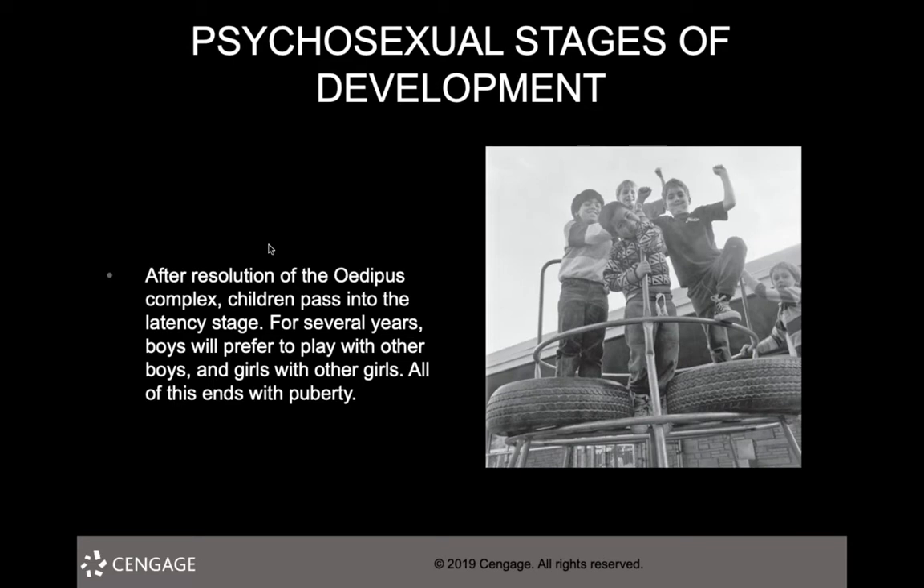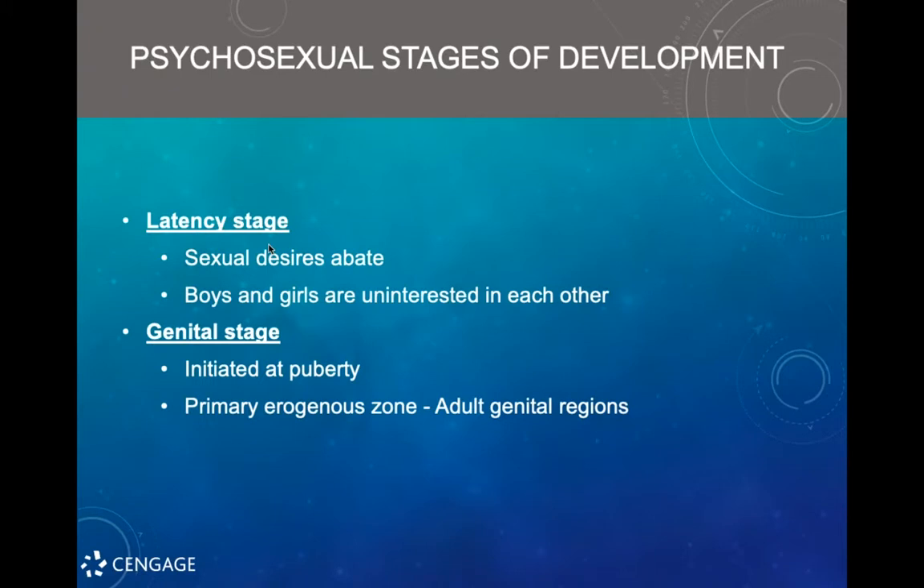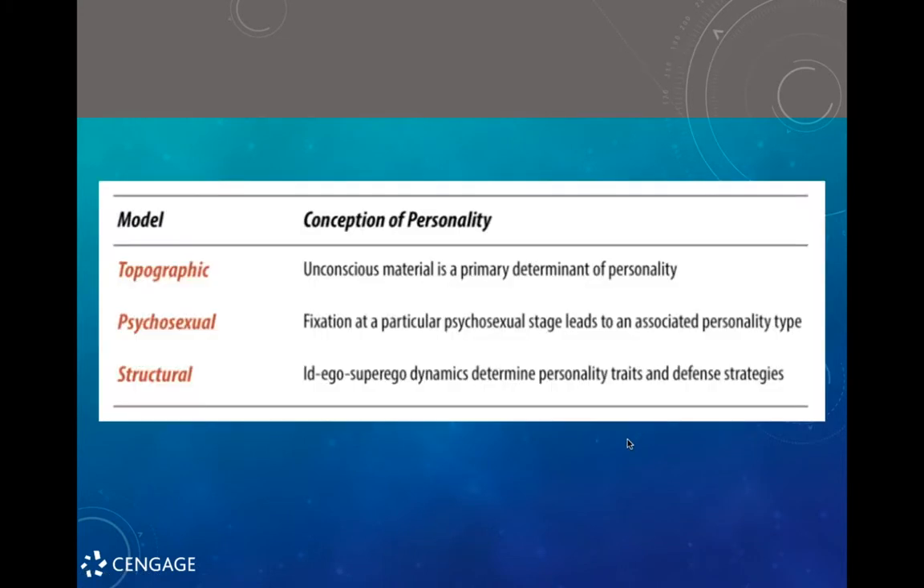After resolution of the Oedipus complex, children pass into the latency stage for several years. Boys will prefer to play with other boys, girls with other girls. All of this ends with puberty. We have the latency stage, the genital stage. We've already spoken about that. The genital stage is when you have that more mature type of sexuality, when the genital regions are the primary focus. So the conceptions of personality can be divided into three models in the psychoanalytic school of thought: topographical, psychosexual, and structural.